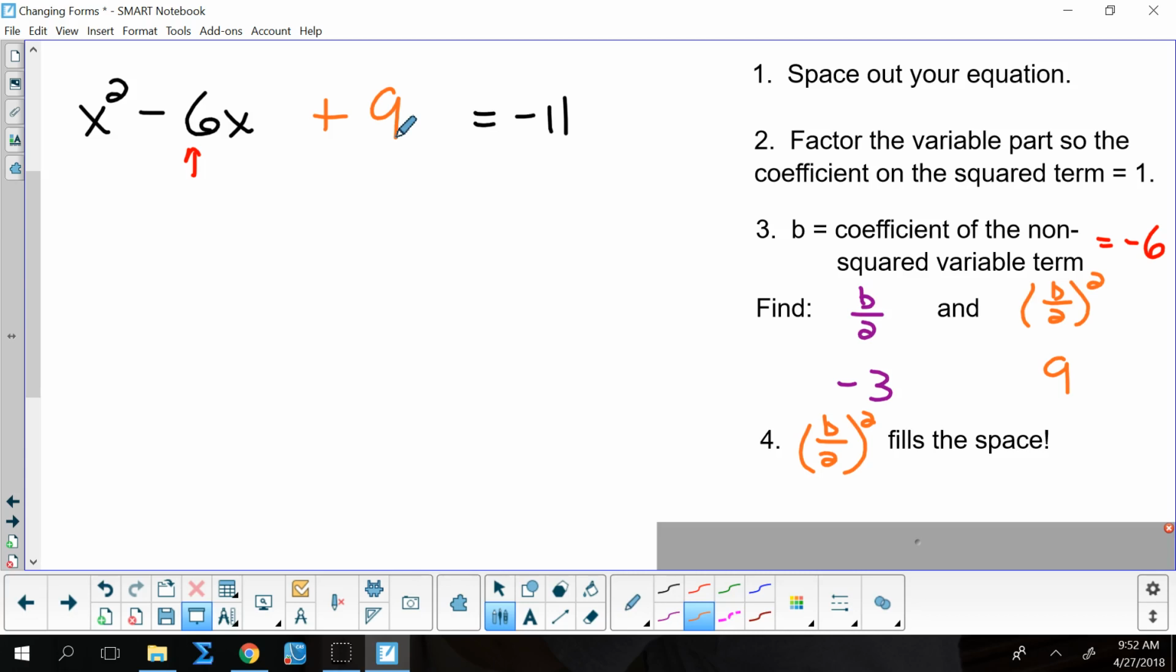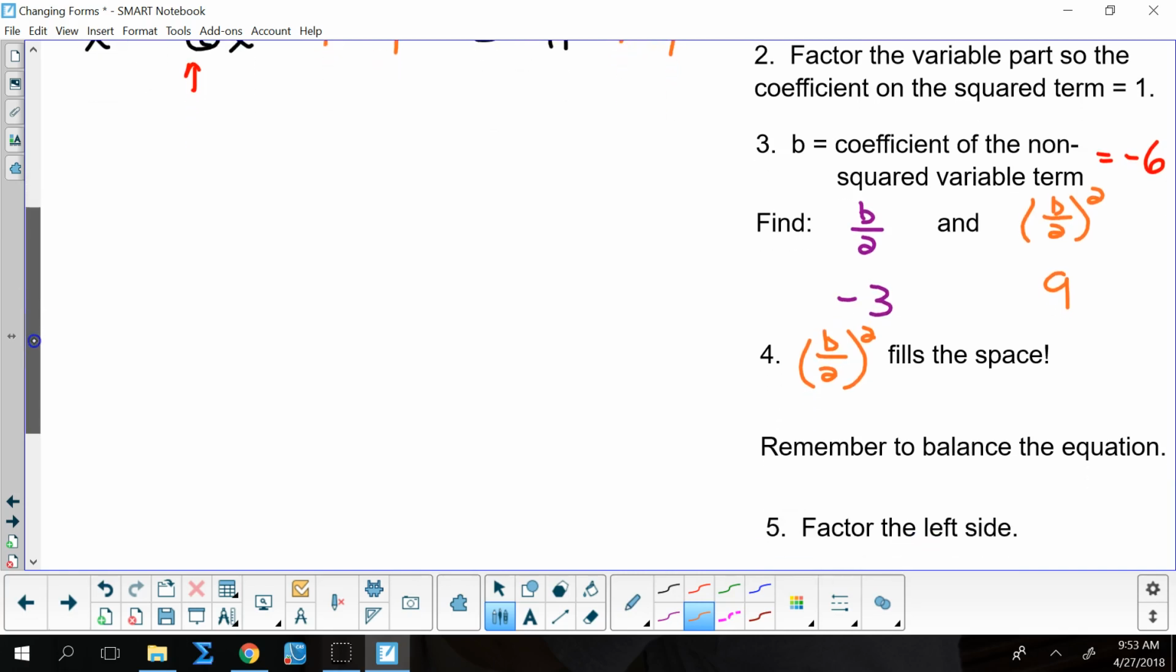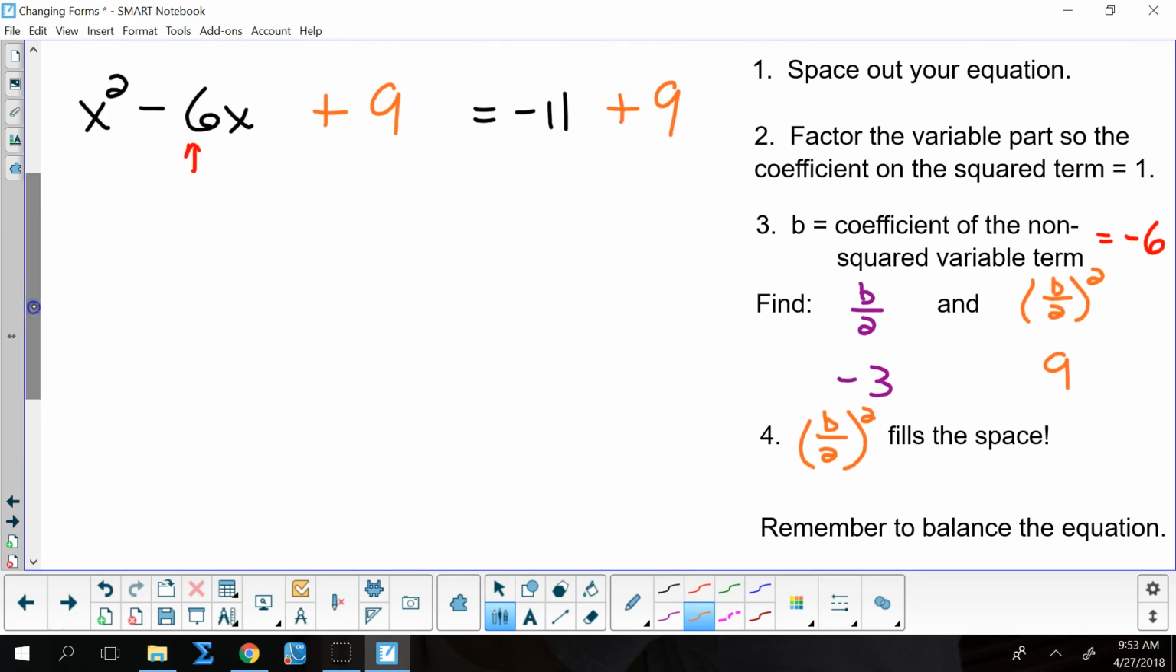Okay? So if I added 9 to the left side, what do I have to do to get it back into order? I got to add 9 to the right side. Now I'm back in balance. So we have to remember to balance our equation. Then, now, this next step is down here. We're going to factor the left side.